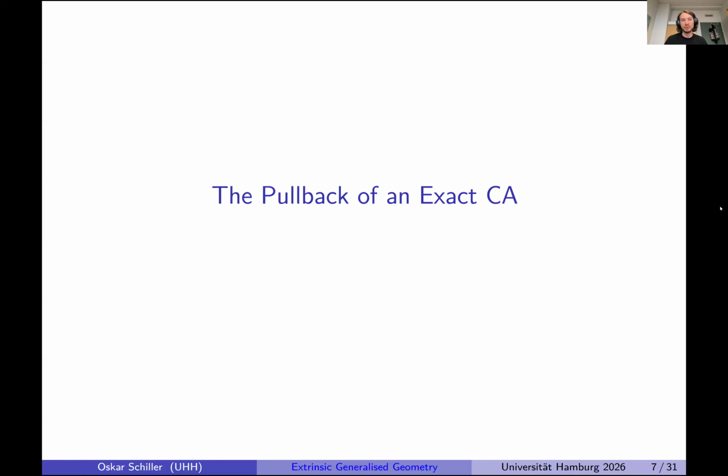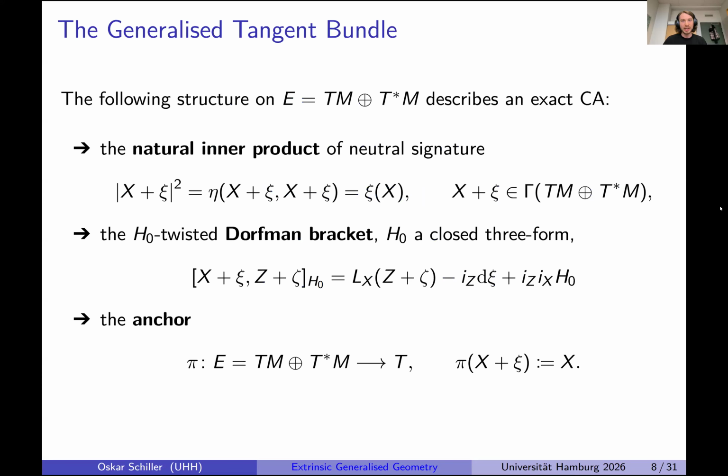Okay, so let me begin with the pullback of an exact Courant algebroid. Just to remind you of the generalized tangent bundle, basically I assume some familiarity with generalized geometry, but I will give reminders. If I am too quick in reminding you of something, please interrupt me, especially given that today the audience is not as large as usual. Feel free to just interrupt me and ask questions.